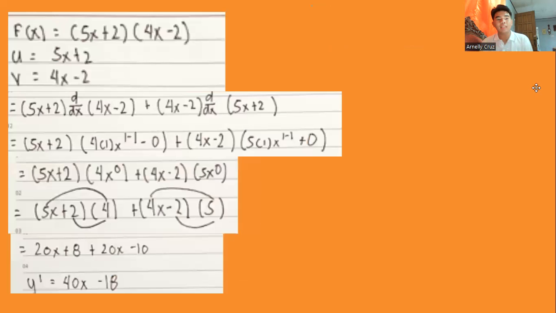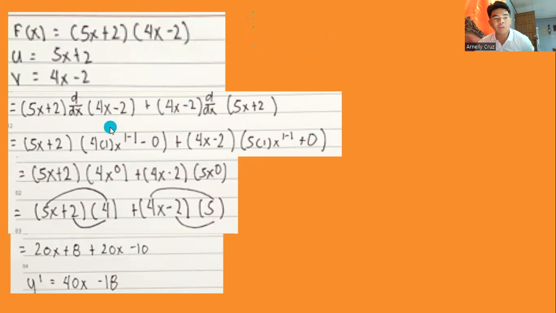So, ito po yung ating example dyan. F of x equal 5x plus 2 times 4x minus 2. Ayan po yung ating example. So, hatiin po natin siya sa dalawa para makuha po yung value ni u and yung value po ni v. So, the first given is our u and the second given is our v. So, let's use our formula.